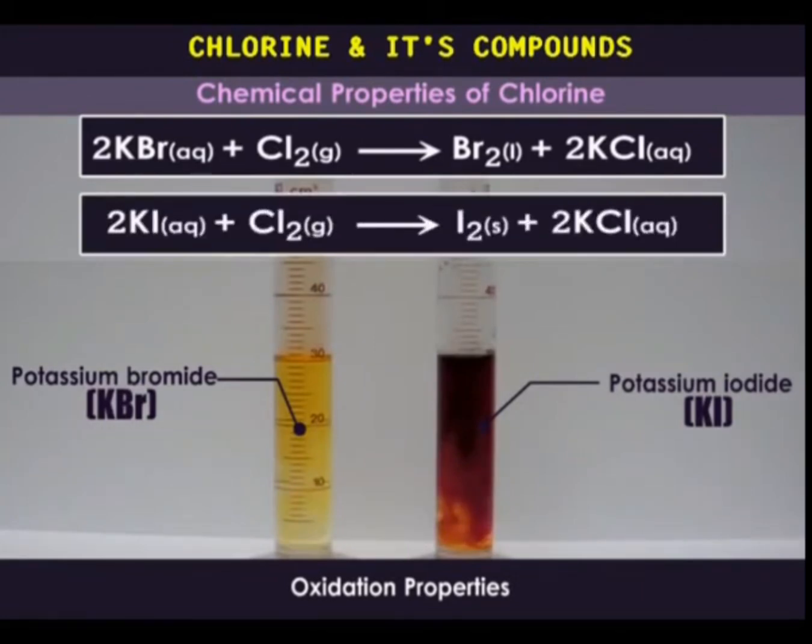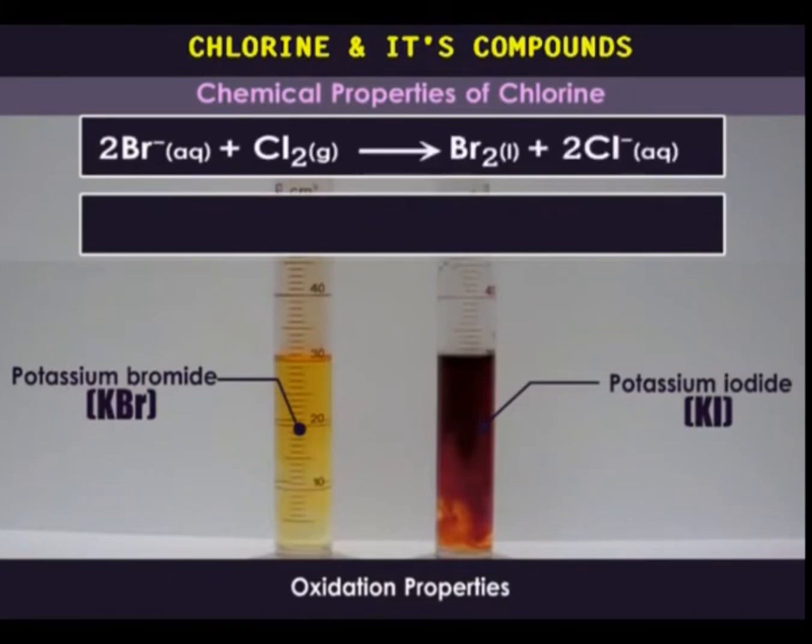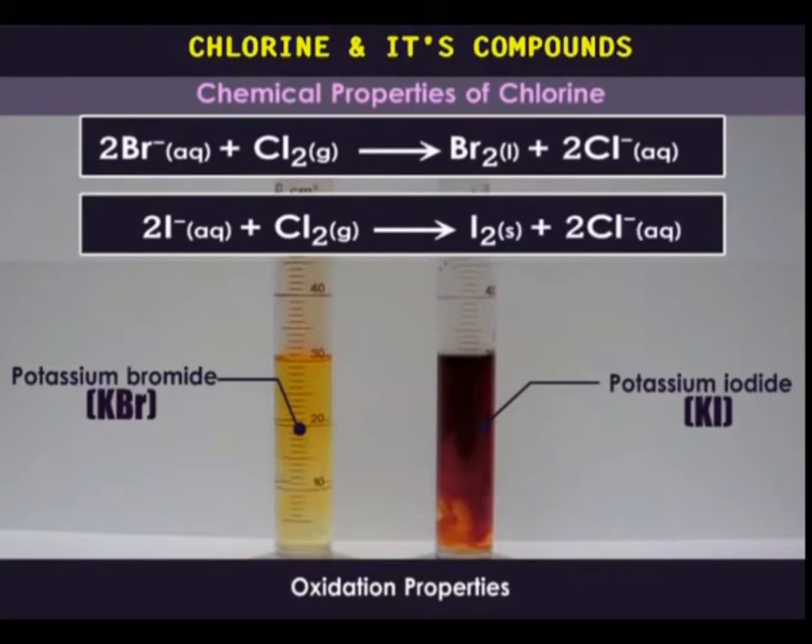Both of these cases are oxidation-reduction reactions. In the first one, chlorine oxidizes bromide ions to elemental bromine. Chlorine is itself reduced to chloride ions. In the second reaction, chlorine oxidizes iodide ions into elemental iodine. Thus, chlorine is a stronger oxidizing agent than both bromine and iodine. This is because chlorine is more electronegative than both bromine and iodine.